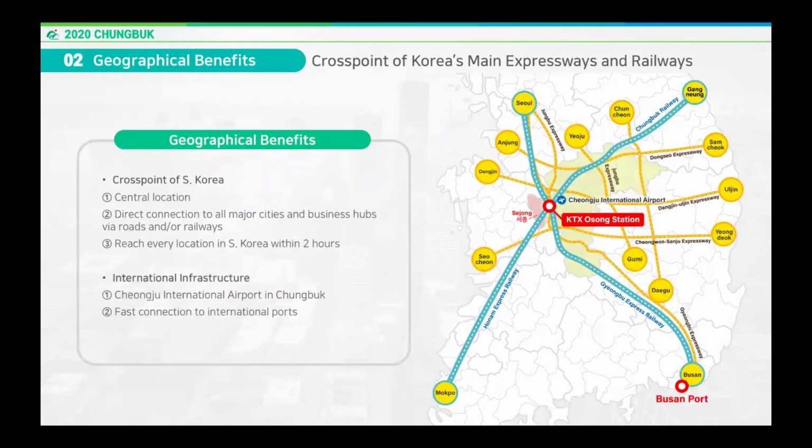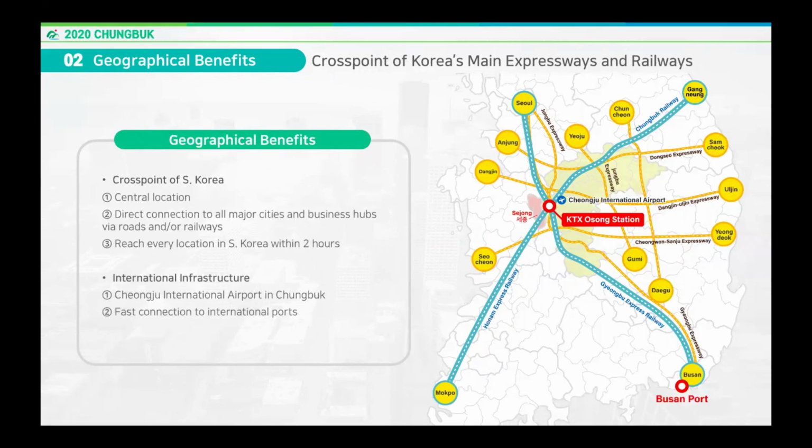Chungbuk Province is exactly in the middle of South Korea, and it is the cross point of all major expressways and railways. It is directly connected to all major cities and other industrial clusters in Korea, while avoiding traffic jams that are frequent in the Seoul metropolitan area. Because of this location and transporting network, it is possible to reach any location in South Korea within 2 hours.